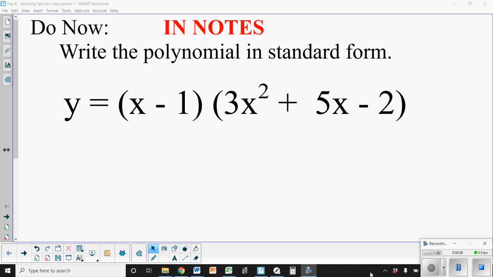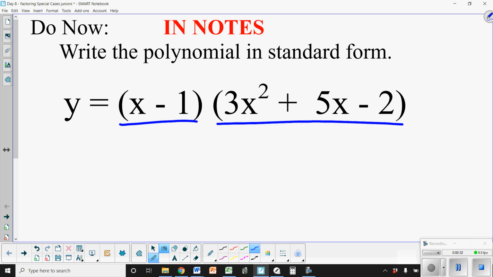So we will be starting 5.2, and what we're going to be doing is solving polynomials by factoring. But first, let's pause this video and write the polynomial in standard form. All right, so now that you've tried, remember what the problem is telling us to do is it wants us to multiply these two factors together.